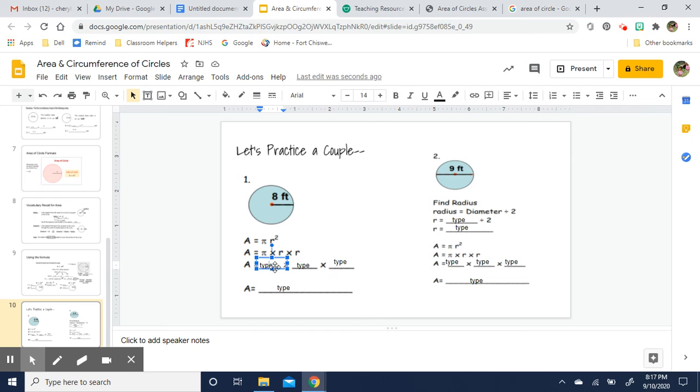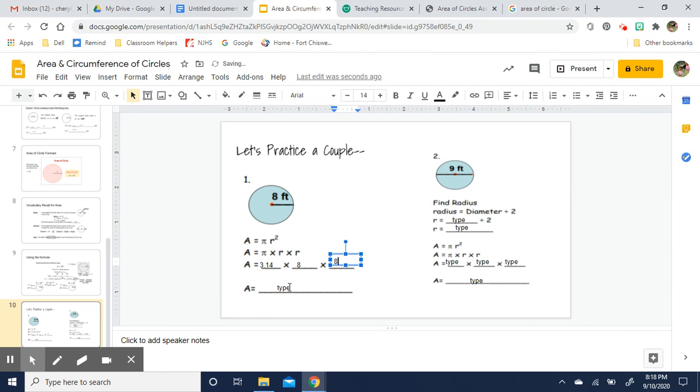So again, we have to type in our number for pi, 3.14. Our radius number, which is 8. Our radius number again, which is 8.